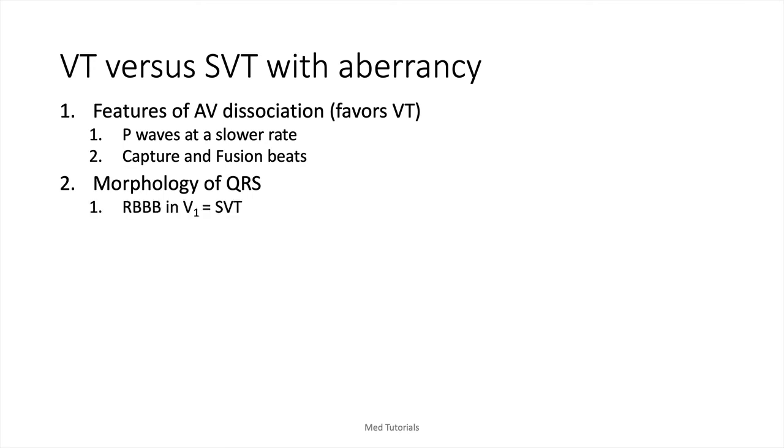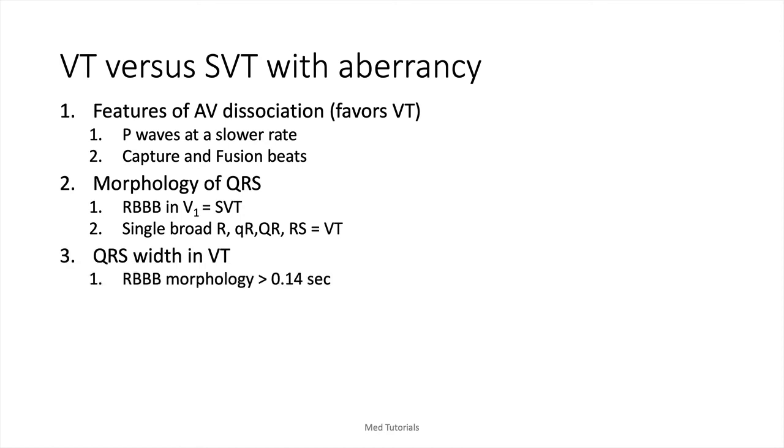How about the morphology of QRS? If you get an RBBB pattern in V1, it's more suggestive of an SVT with aberrancy. If it's a single broad R or a QR, or a big Q, a big R wave, it might be a feature suggestive of VT. Then we look at the QRS width. In an RBBB type morphology, if it is more than 0.14 seconds, or in an LBBB type of morphology, if it's more than 0.16 seconds, these are more suggestive of VT. Meaning to say that the width of the QRS is a little narrower in SVT compared to VT.